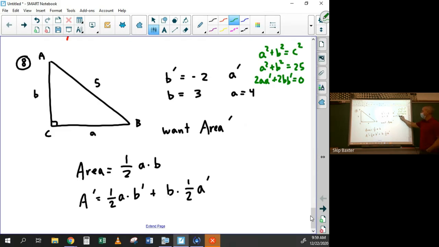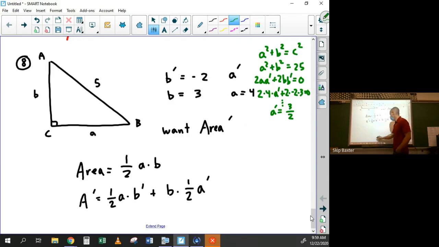Plug in everything I know. This is 2 times 4 times A prime plus 2 times negative 2 times 3 equals 0. And then solve, and you get A prime ends up being 3/2. And then you can just substitute it in down here.